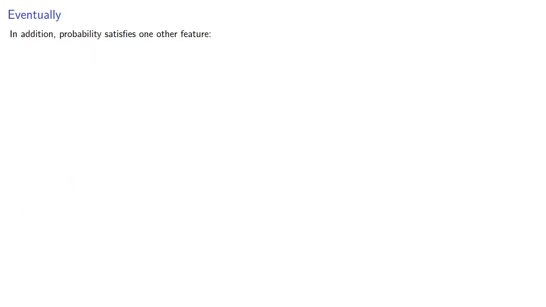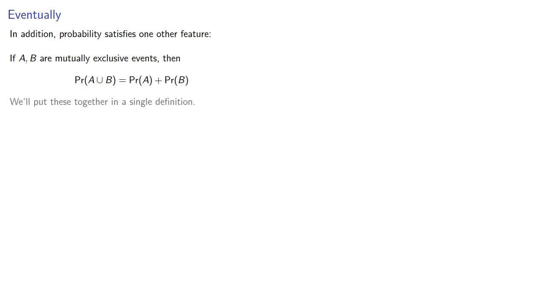Now, in addition, we want our probabilities to satisfy one other feature. This is mainly because if they don't, they become impossible to work with and get any meaningful results. If we have two mutually exclusive events, A and B, then we want the probability of their union to be the sum of the probabilities.